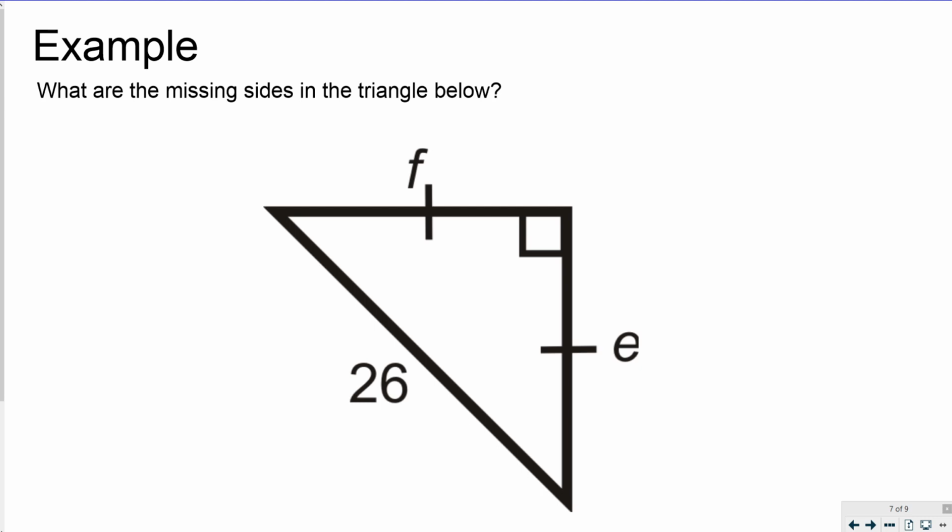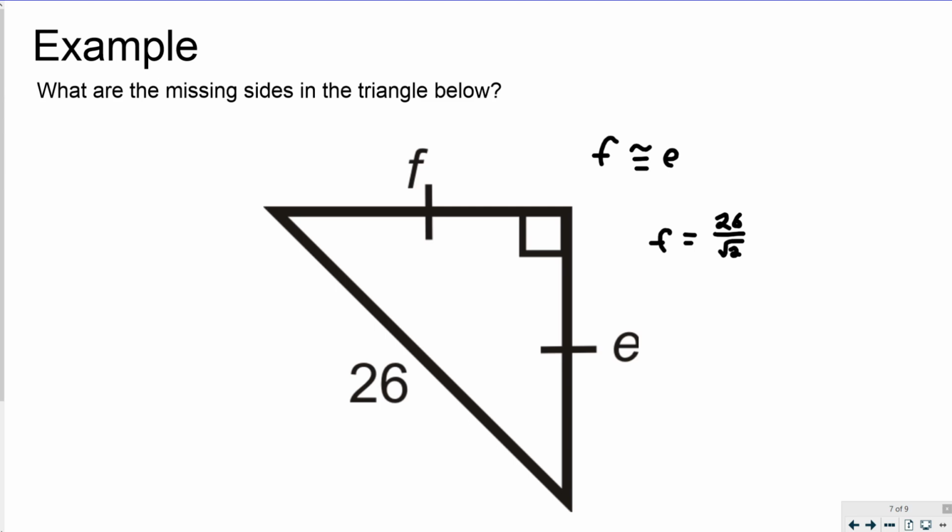In this example, what are the missing sides in the triangle below? I know that this is an isosceles, so two congruent sides, right triangle, and the hypotenuse is given to me as 26. So I'm going to try to find F, because F must be congruent to E. It's marked as such, and I know that this is a 45, 45, 90 degree triangle, so that means that those sides must be congruent. So, in order to calculate the measure of F, I'm going to take the hypotenuse, 26, and I'm going to divide by the square root of 2.